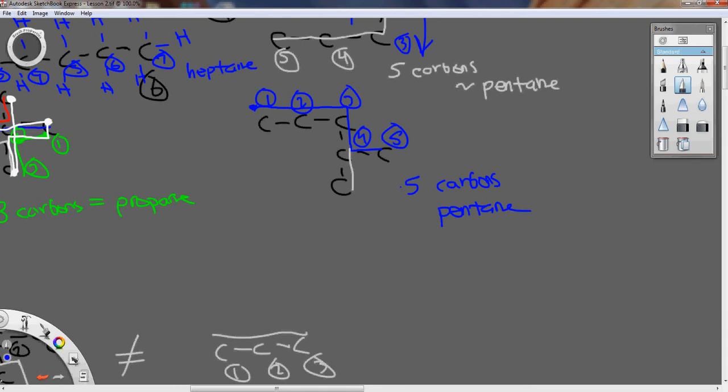And once again, you don't have to include that 5 carbons thing. That's just to help you guys remember. Alright, so that's all the answers.